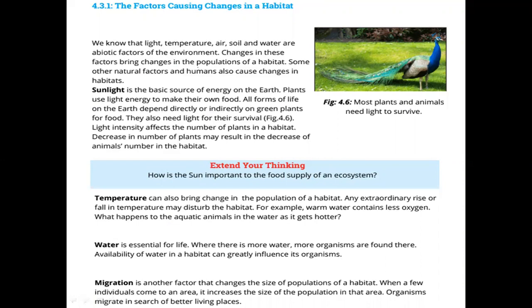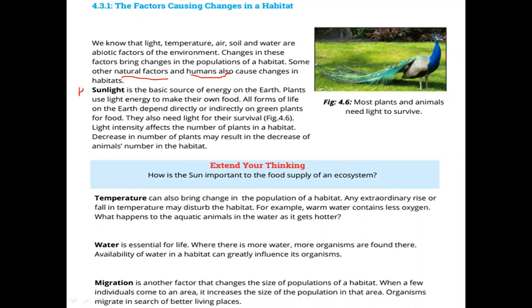So, a population is having great relationship with the habitat. If the number of the same type of organisms live at the same place, that is called the population of that habitat. So it can be decreased and increased by several factors. Some are natural factors which we'll discuss, and some are human factors which bring changes in these habitats.